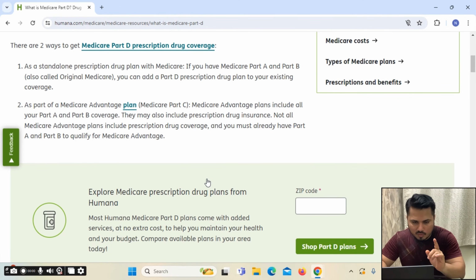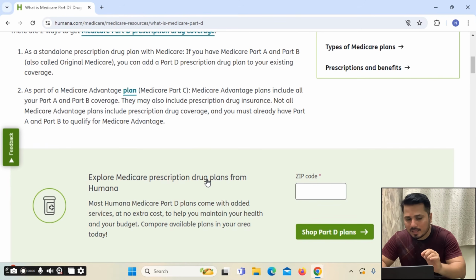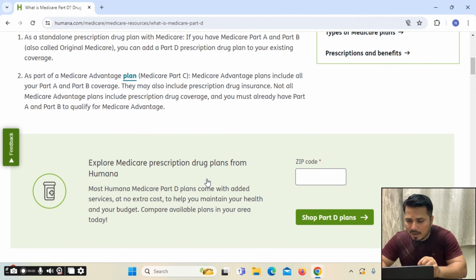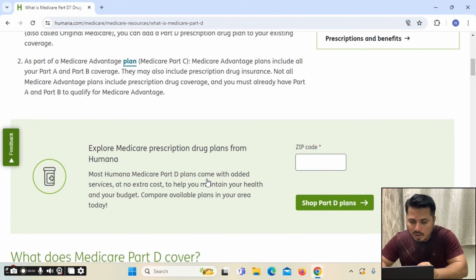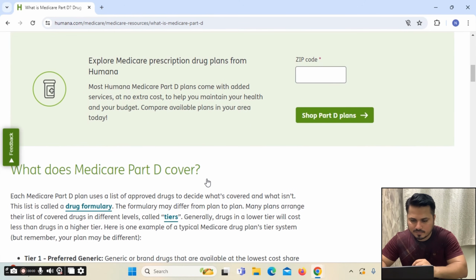This is one way. Now, second, as part of a Medicare Advantage plan, Medicare Part C. Medicare Advantage plans include all your Part A and Part B coverage. They may also include prescription drug insurance. Not all Medicare Advantage plans include prescription drug coverage, and you must already have Part A and Part B to qualify for Medicare Advantage. All right.